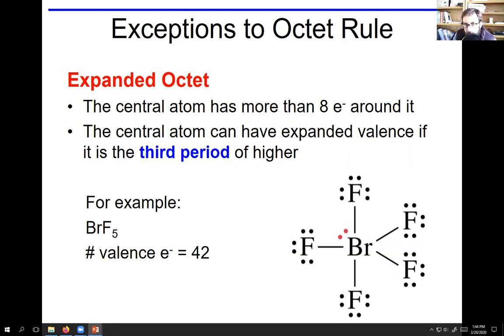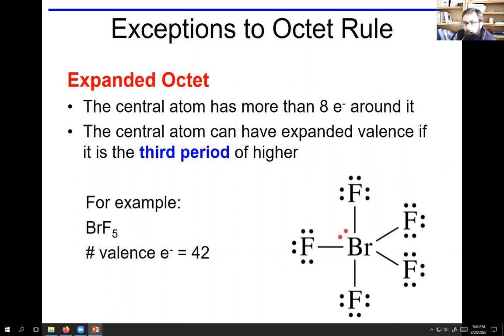And basically, this is where you have a structure where you have no other place to put the electrons. This can only happen if the central atom is in the third period or higher. The reason for that is because these atoms in the third period, or the fourth period, or the fifth period have access to d orbitals. So the d orbitals are actually what's occupying these extra electrons.